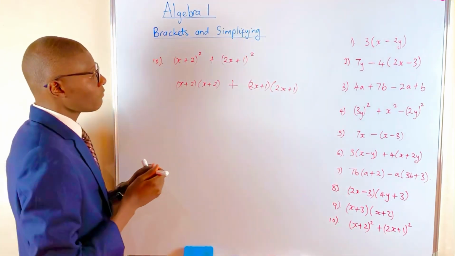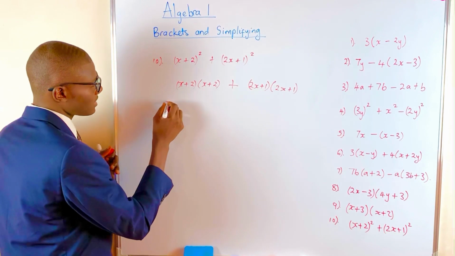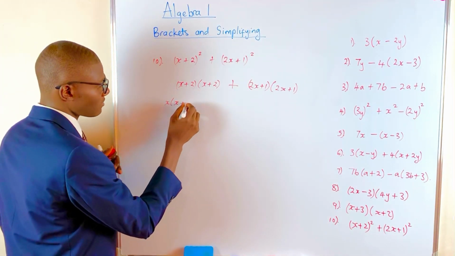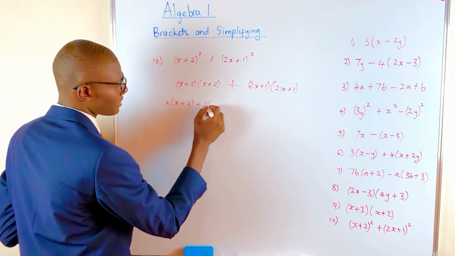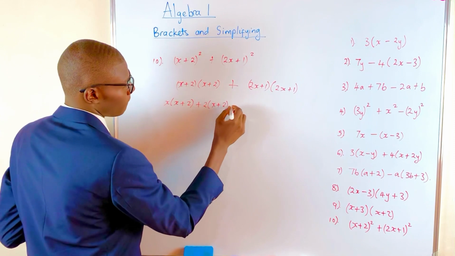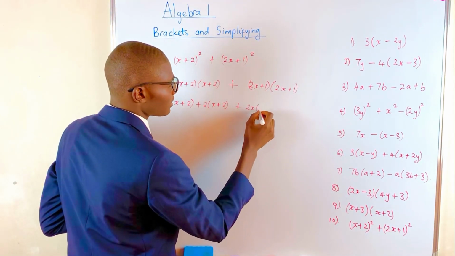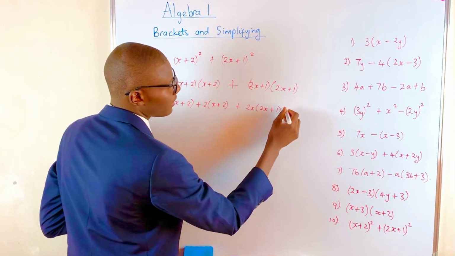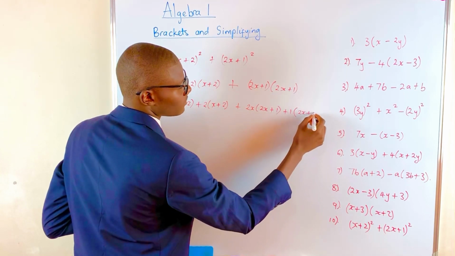So now let's multiply the same way we were doing. So we've got x from this bracket, multiplying everything in that bracket, x plus 2, and then plus 2, multiplying everything in that bracket. Then we also have a plus 2x multiplying everything in that bracket, 2x plus 1, and then plus 1 multiplying everything in that bracket as well, 2x plus 1.